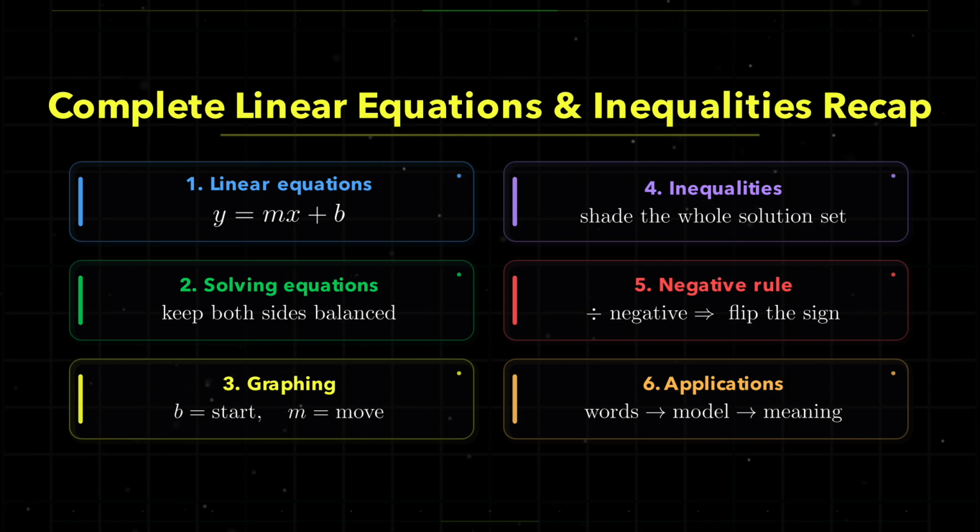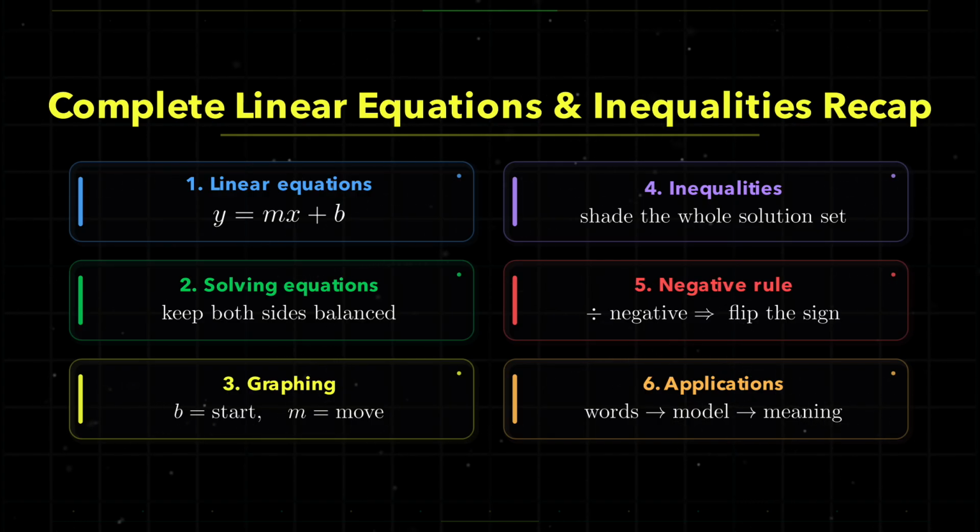To solve a linear equation, keep both sides balanced. Whatever you do to one side, you must do to the other side. To graph a linear equation in slope-intercept form, start at the y-intercept. Then use the slope to move. For example, a slope of 2 means rise 2 and run 1.